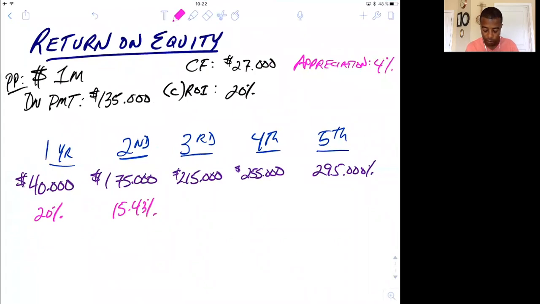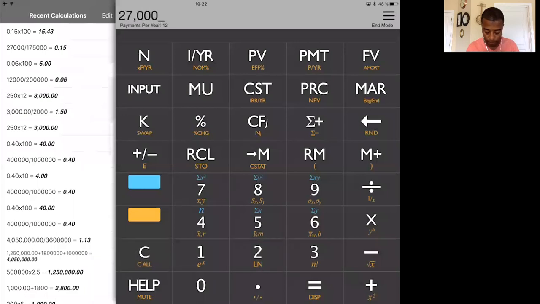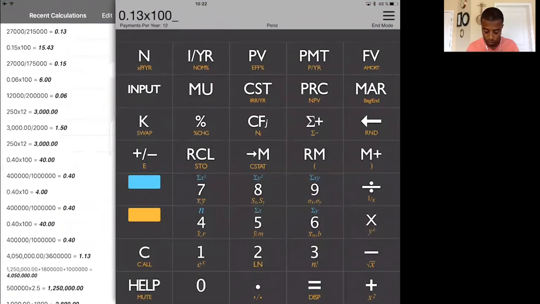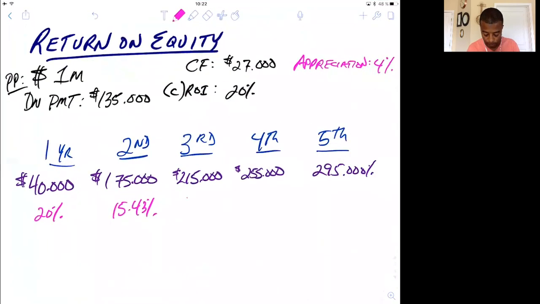Then if we look at the 27,000 divided by, in the third year, we said $215,000, and that's 12.6%. And then if we do the math on the fourth year, that's going to be 10.6%. And the fifth year is going to be 9.2%.